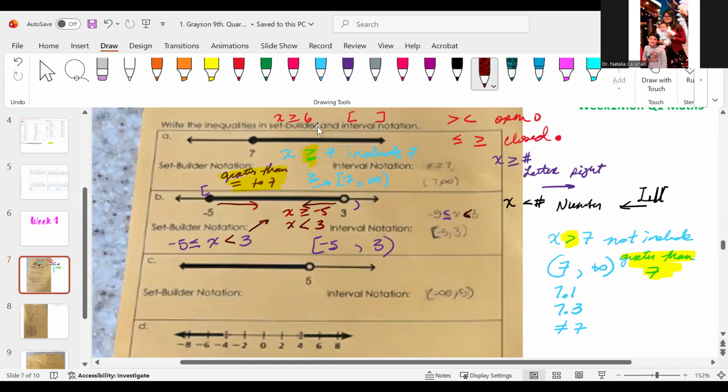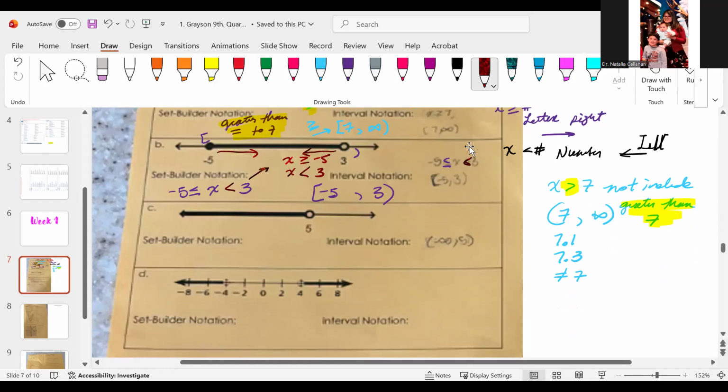All right, C. It's an open circle and it's going to the left. So if this is x and this is 5, it's going to eat the number. So this will be our set notation right here. Interval notation will be -infinity, parenthesis, 5, parenthesis.